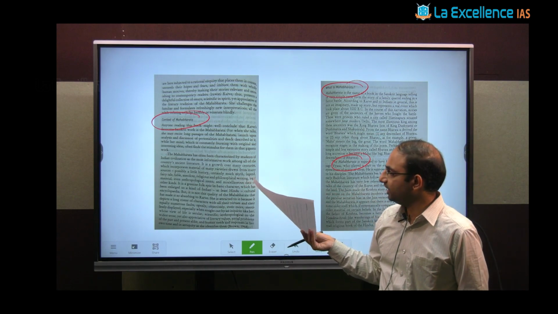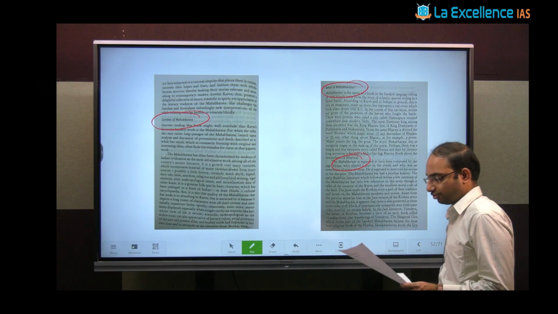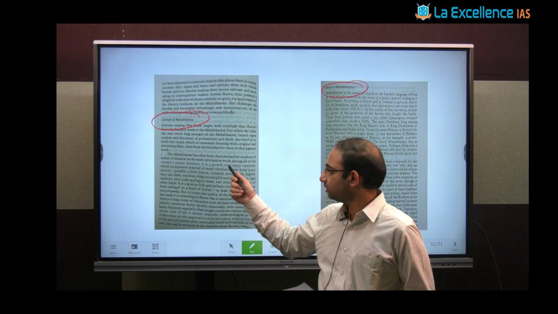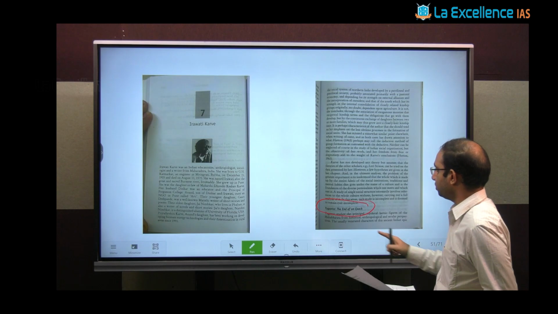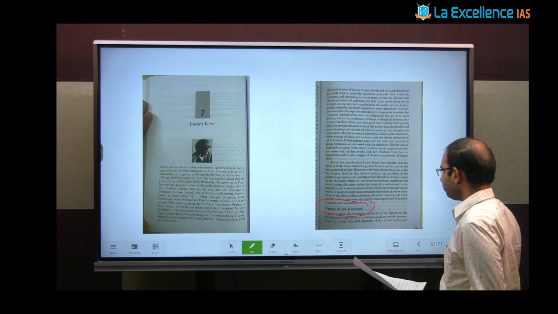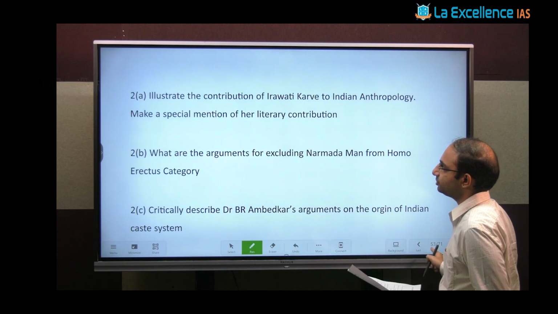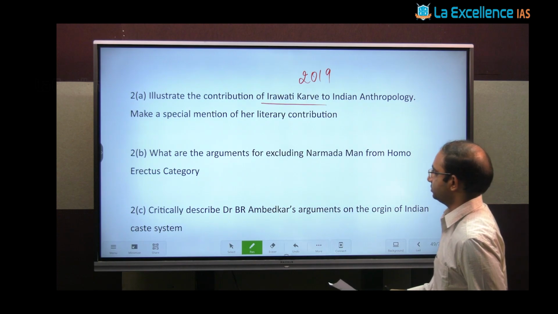So if you want more detailed content on the second part, that is the literary contribution of Aravati Karve, then you can go to the group and go through all the images that I shared. Here you must quote her Yuganta book and the Mahabharata, and how she used the Mahabharata as a means to understand and study Indian society and social system.